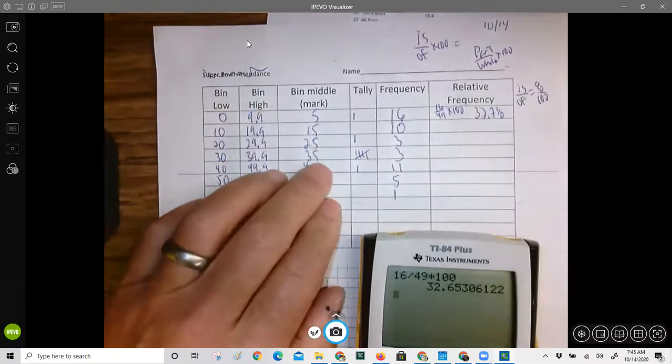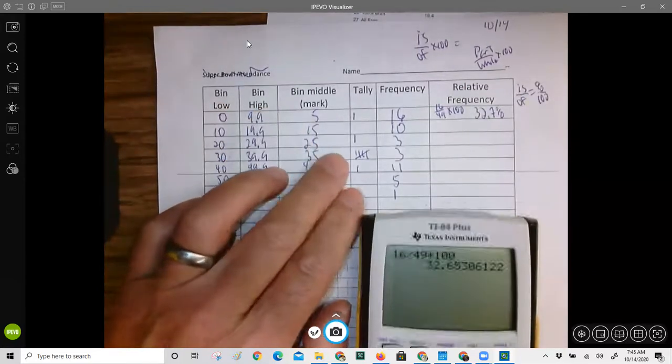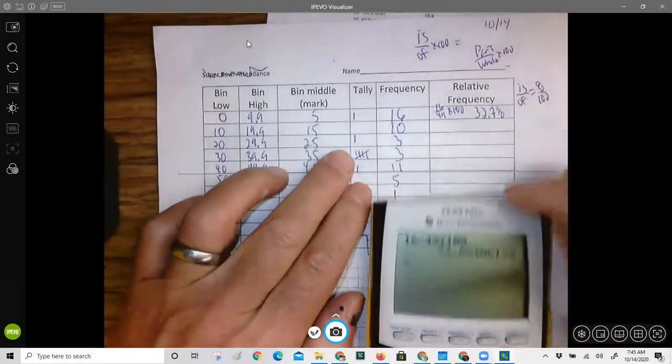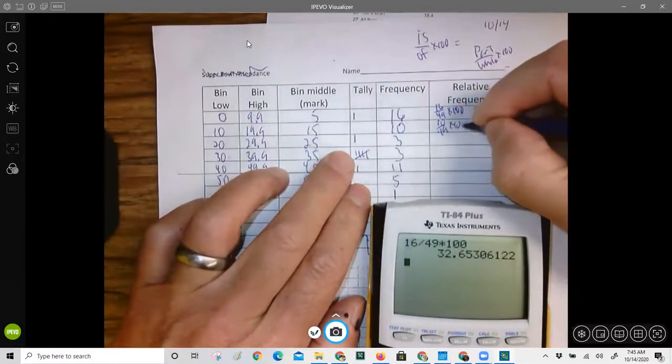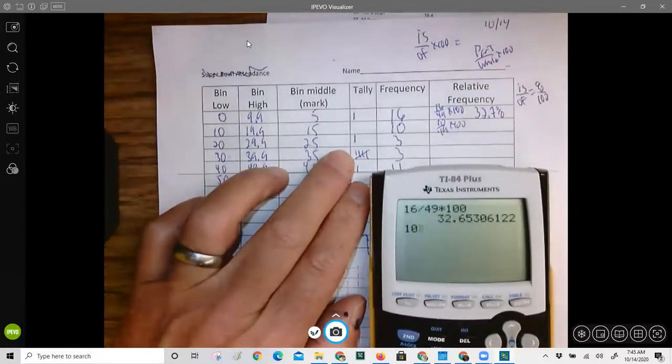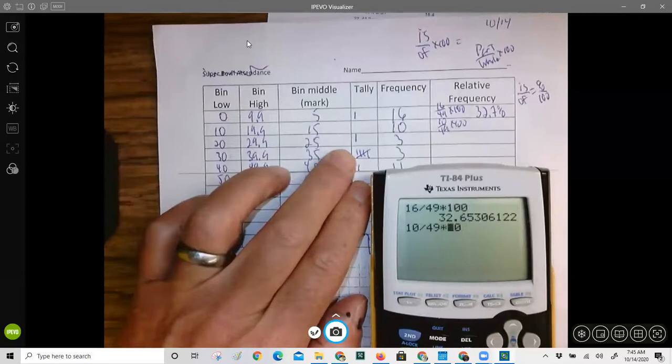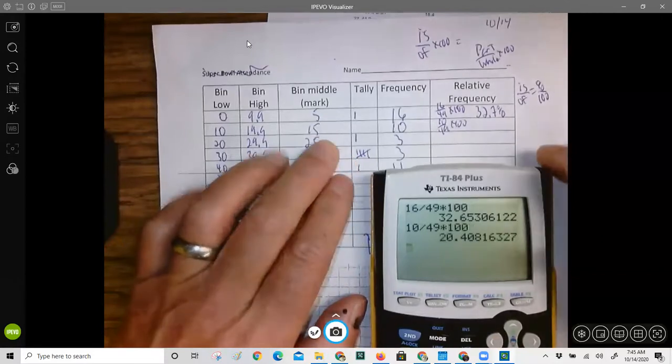32.7% fell in, almost a third, right? Because 33 and a third is. So then the next one will be 10 divided by 49 times 100. So 10 divided by 49 times 100. Times 100, Dan? Times 100. So 20.4.